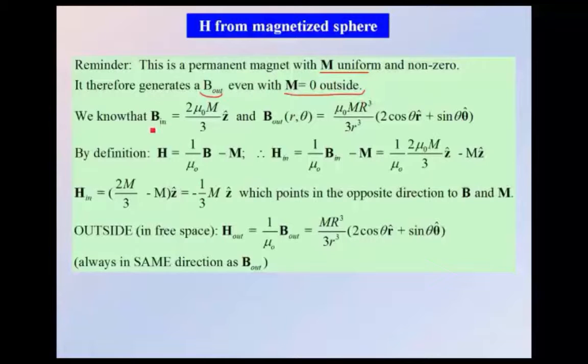We also know that there's a B field inside, so that's equal to this quantity, and here's B out again that we wrote down before. So now let's go to H. H is defined as 1 over mu 0 B minus capital M.